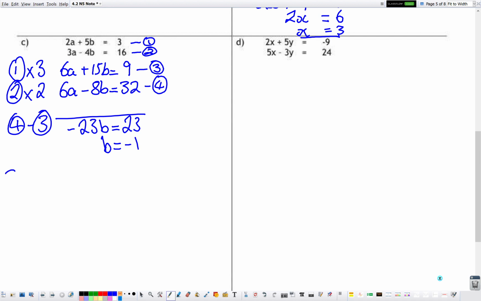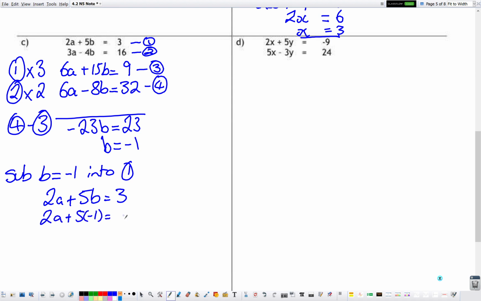Now we're following our normal process. We substitute b equals minus 1 into the easiest one out of those four, which is probably going to be that first equation. So sub b equals minus 1 into equation 1. That is 2a plus 5b equals 3. So it's going to be 2a plus 5 times minus 1 equals 3. 2a minus 5 equals 3.